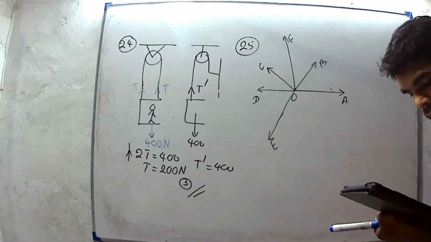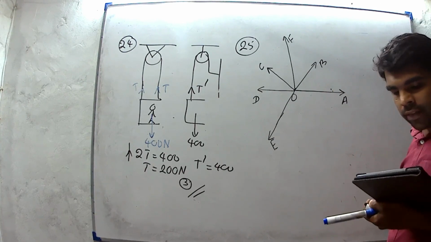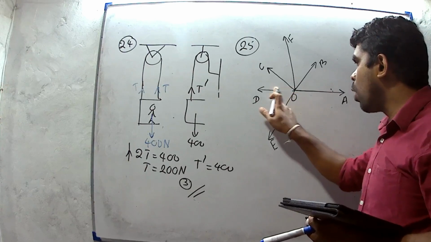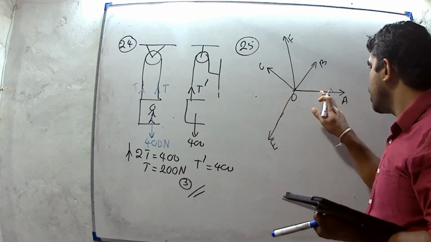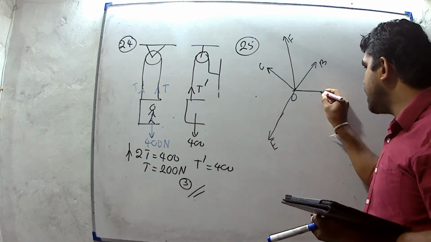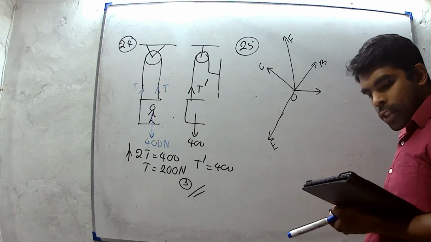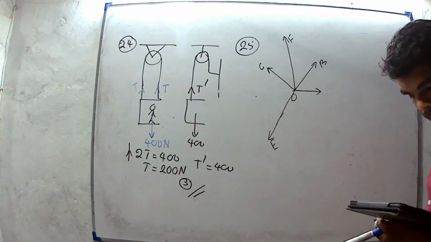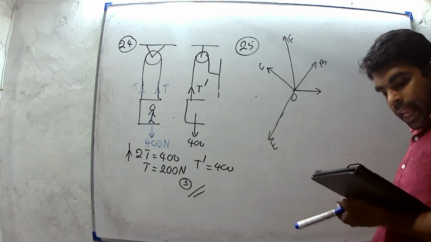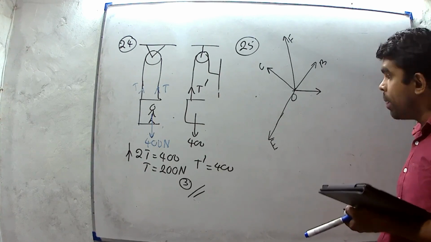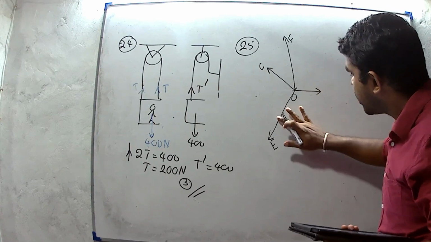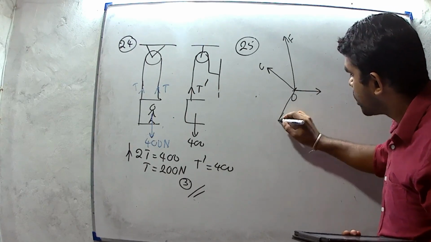Now they have given OA equals 2 OD. Then we can cancel out OD part, and we get a force like this, half of the line. Then OE equals 2 OB. Then we can remove OB and we get half of OE.